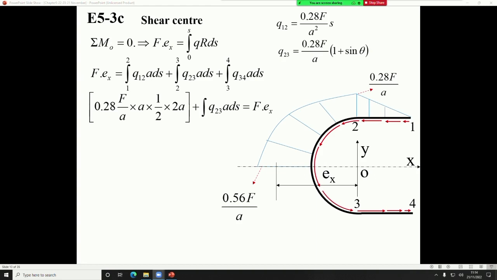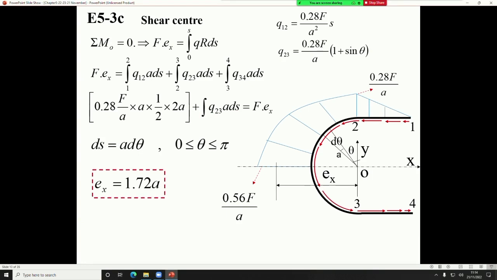And for this one, Q23 is obviously a semicircular section. So ds is equal to a d theta, and the limits of the integral are between 0 and pi. And from there, you find the position of the shear center, which is 1.728. Any question on this slide?